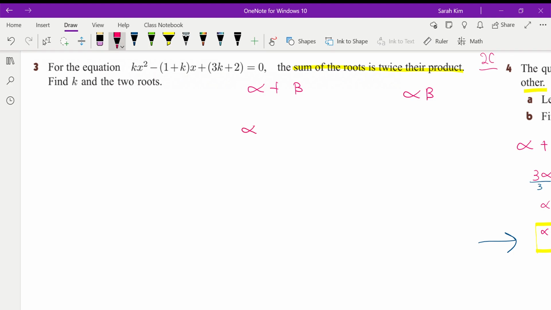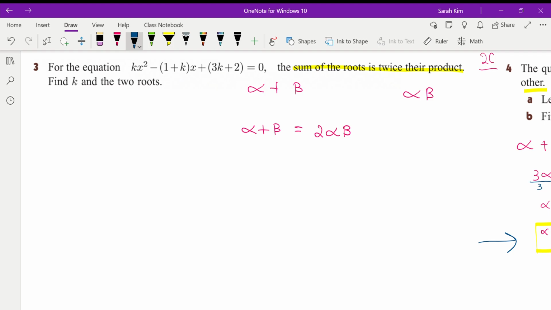So the sum of the roots is going to be twice their product. So hopefully this is an equation you are able to write down. So write down as you go if you want to. Obviously I will post it, so you can listen to it later as well. So now I need to solve this, find k and the 2 roots.